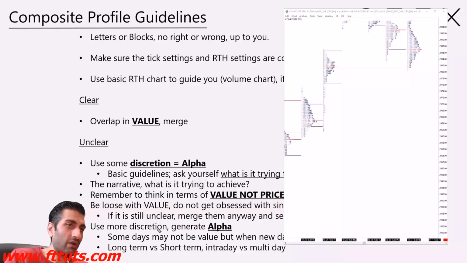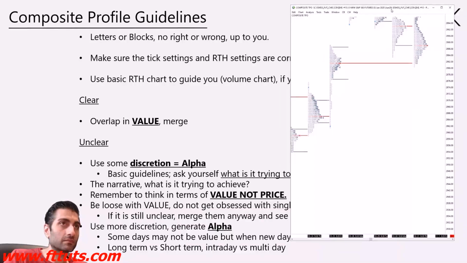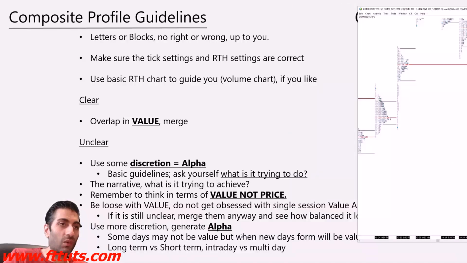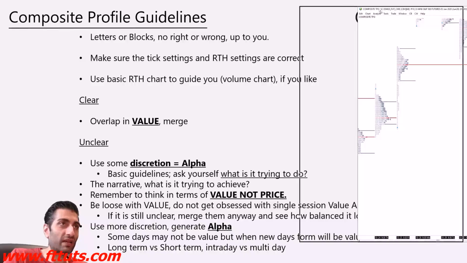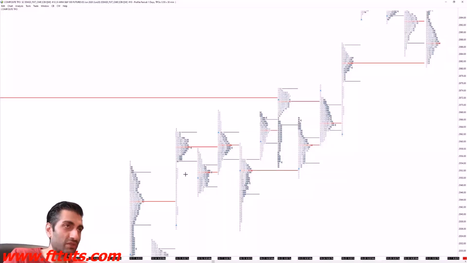So where I've said here, some days may not be value, but when new days form will be value. What I mean there is, because I just noticed it here, can you see here, this day and this day? I'm not going to merge them because value was clearly here and value was down here. But then look at the next day.